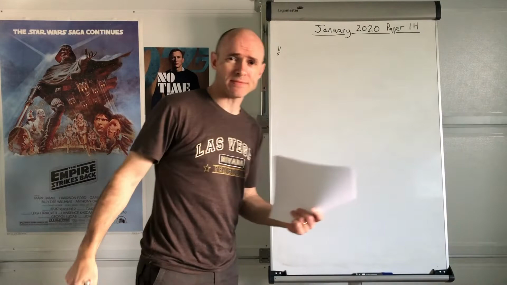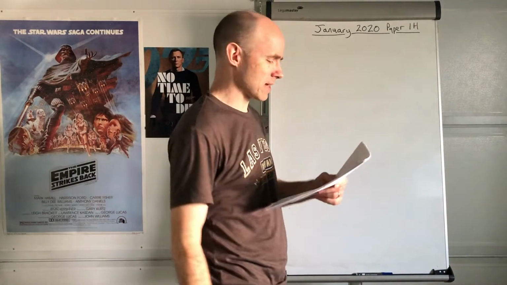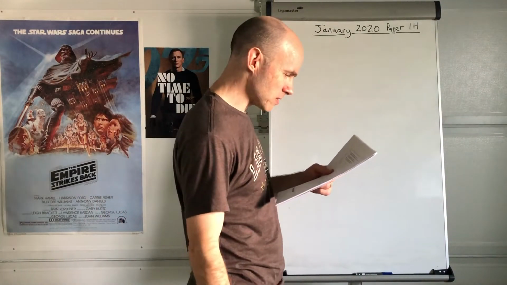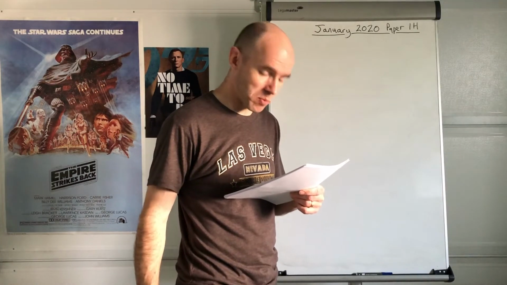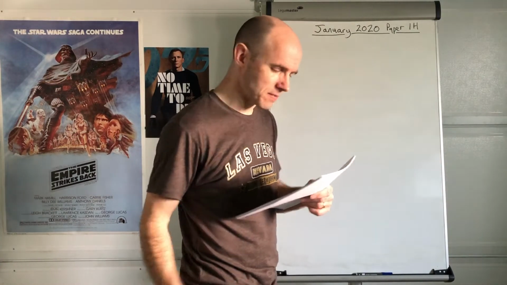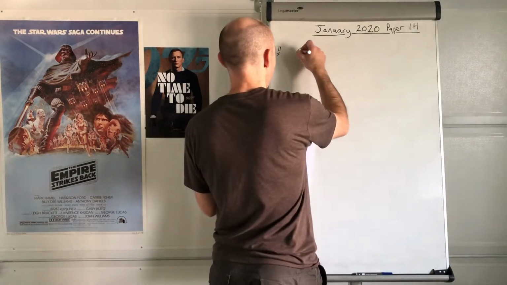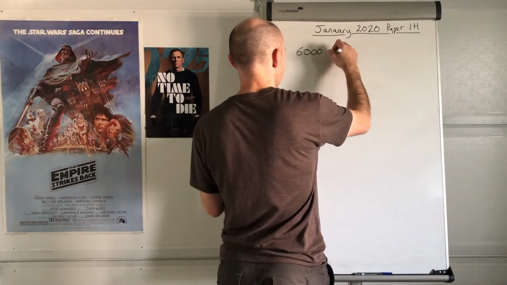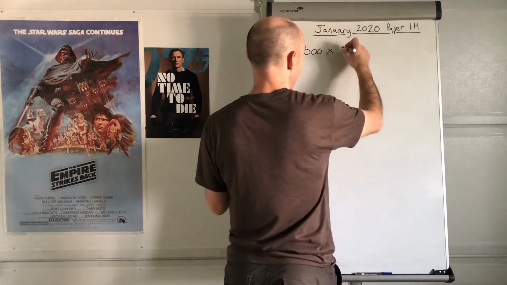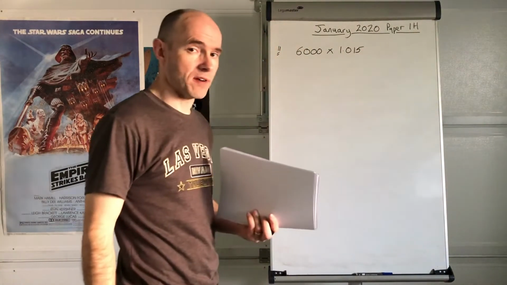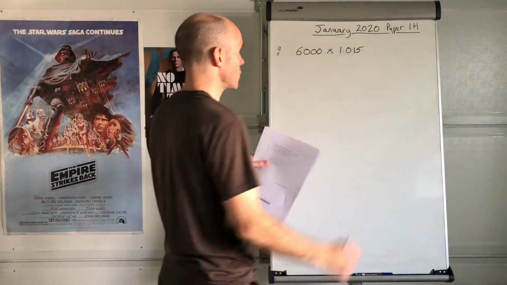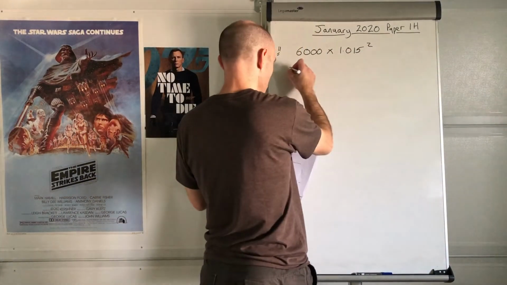Alright, question 11. Right, Max, good old Max. Max invests $6,000 in a savings account for 3 years. The account pays compound interest 1.5% per year for the first 2 years. So let's work out how much he's got after that. So $6,000 multiplied by, now 1.5%, that would be a multiplying factor of 1.015, won't it, for the 1 year. For 2 years, it's squared.